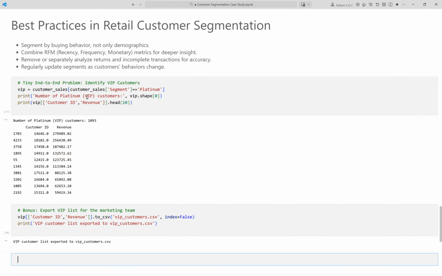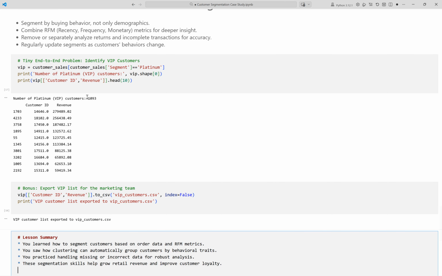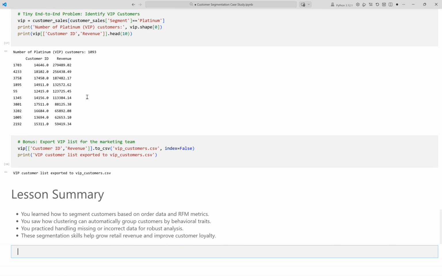Lesson summary. You learned how to segment customers based on order data and RFM metrics. You saw how clustering can automatically group customers by behavioral traits. You practiced handling missing or incorrect data for robust analysis. These segmentation skills help grow retail revenue and improve customer loyalty. Running the cell now. Try segmenting customers by other dimensions, such as region, product category, or seasonality.